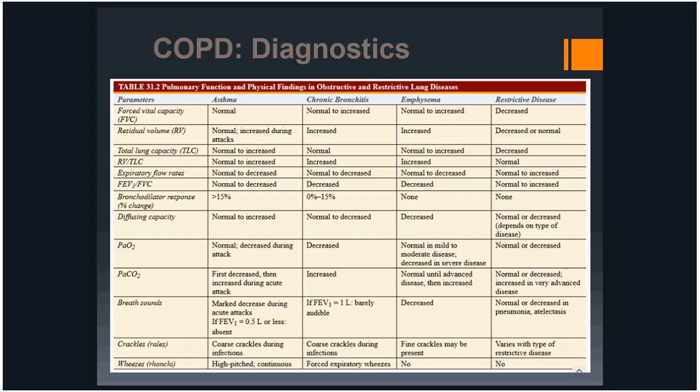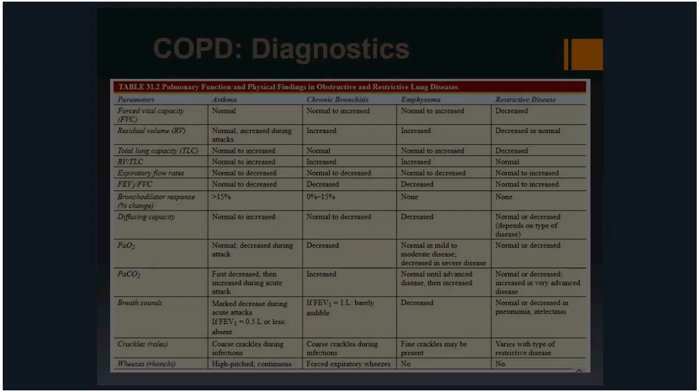This table here is taken from your text. Again, it shows pulmonary function testing and physical exam findings. It shows what you expect to see in someone with asthma, someone who has predominant chronic bronchitis, and someone who has emphysema. For your information, you also have findings that are specific to persons with restrictive disease. So again, this gives you an idea of whether findings would be increased, decreased, or normal. And so think about why, based on the disease process.